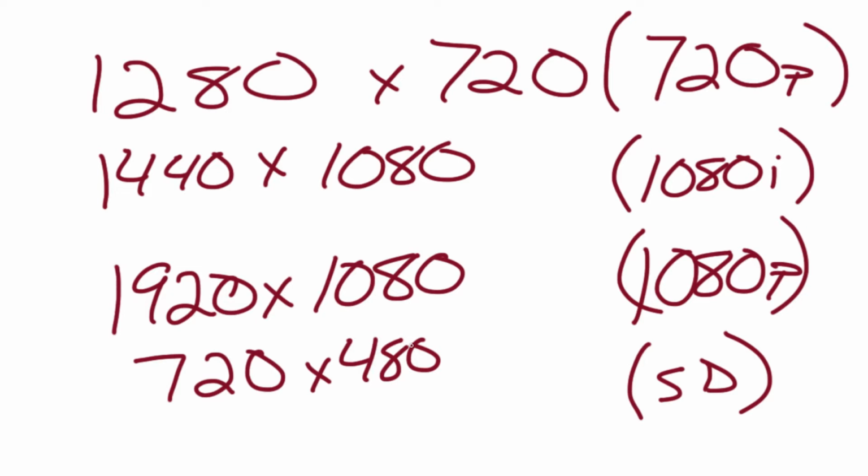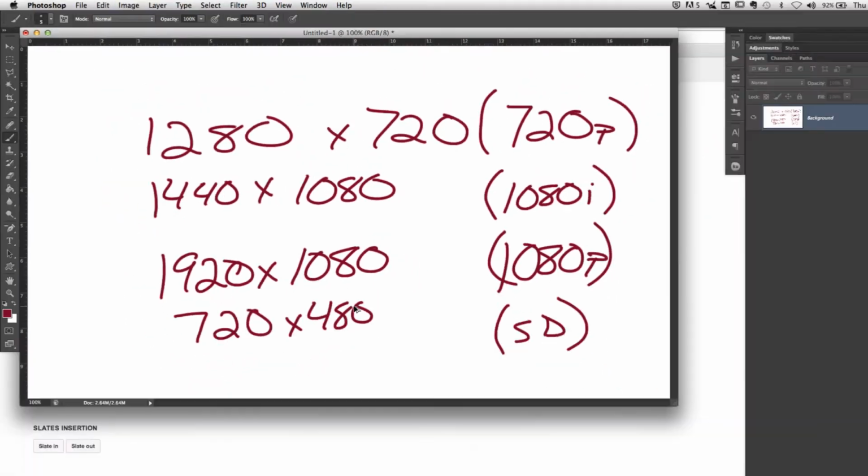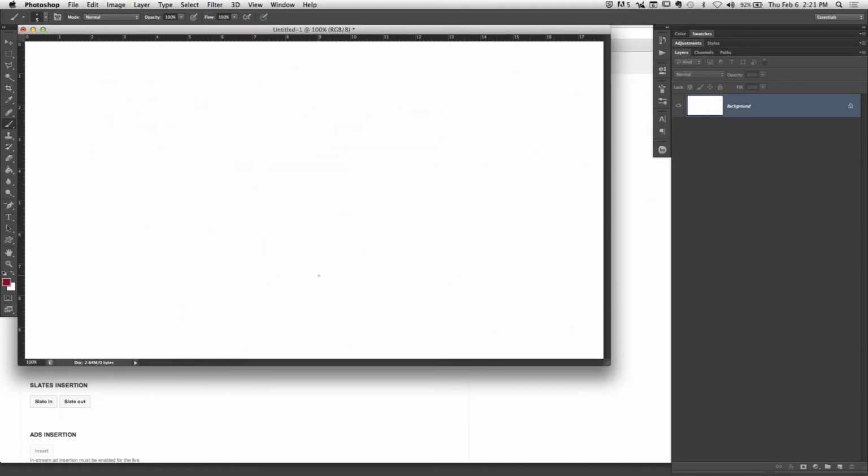All right, let me zoom out here. We can go ahead and get started. So I've made my 1280 by 720 Photoshop document, and this is what it looks like, okay?